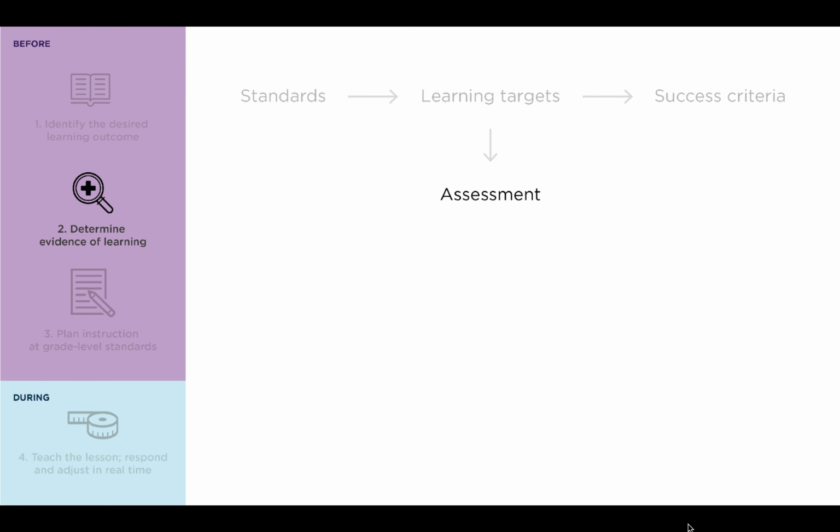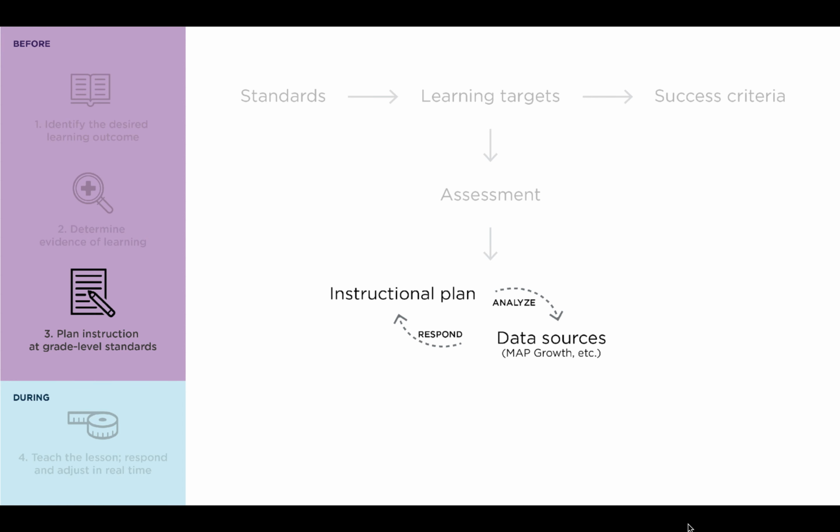In the second step, consider how you and your students will know they have achieved the intended learning by identifying the evidence you will accept and how you will collect it. This involves identifying or designing the formative and summative assessments you will use along the way to elicit, collect, and use evidence of learning to continually adjust your teaching. MAP growth data analysis fits in here.